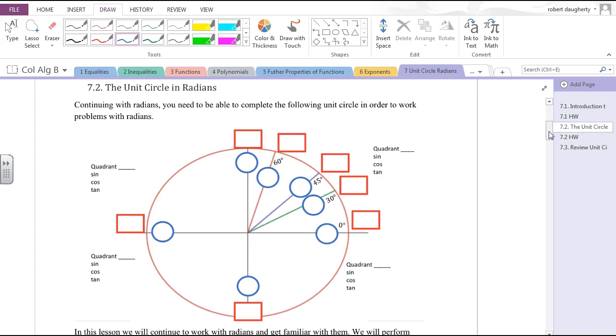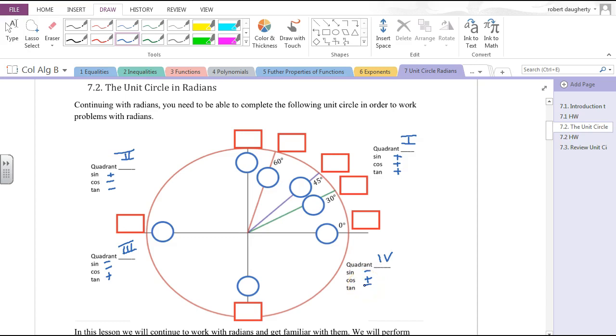So you'll need to be able to fill out the unit circle. This should be pretty straightforward because you've done this on the previous quiz. You know that in quadrant 1, all the trig functions are positive. In quadrant 2, only the sine is positive. In quadrant 3, only the tangent is positive. In quadrant 4, only the cosine is positive.